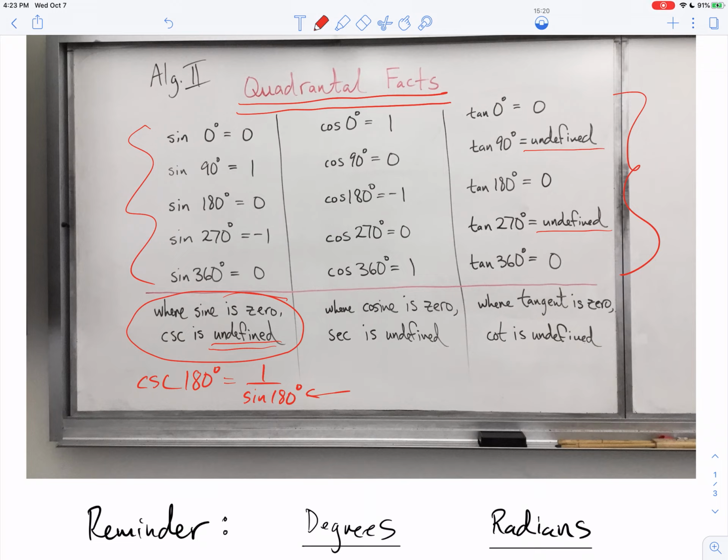So once again, where cosine is 0, that means secant is going to be undefined. So this information down here. And where tangent is 0, that means cotangent is undefined.